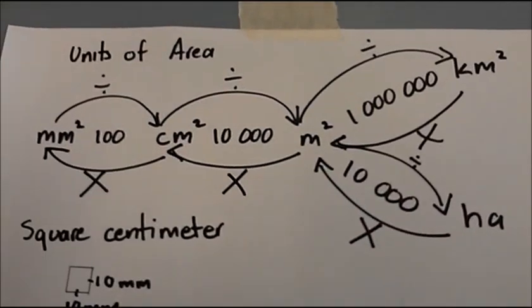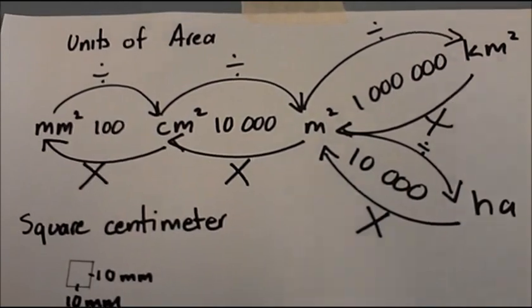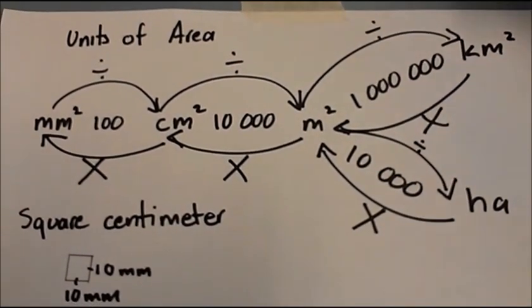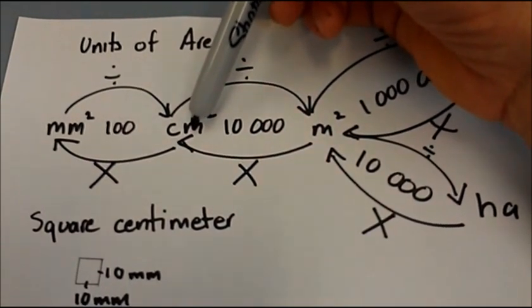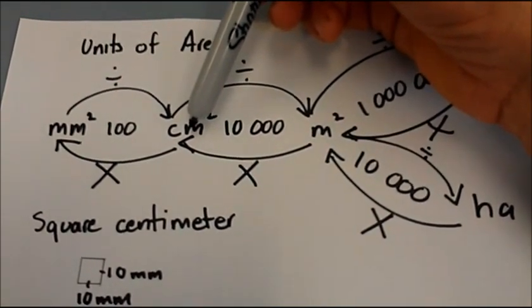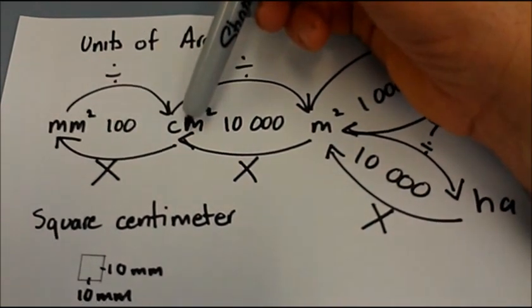I want to just have a quick look at the units of area conversions. And the important part of this is to recognise that we're dealing with area, not length. So that when we're converting from, say, millimetres squared to centimetres squared, our conversion factor has been squared as well. So now we're up to 100 millimetres squared in a centimetre squared.